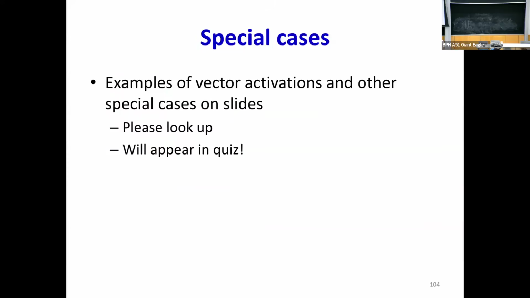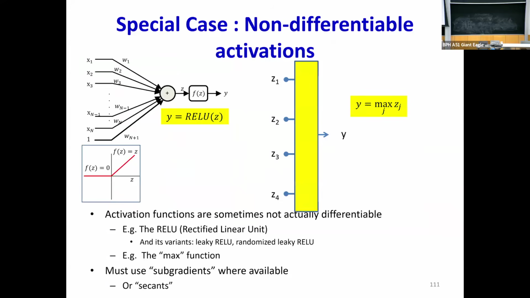So there are other kinds of special cases on the slides, but there are two special cases that I like to emphasize. One is the ReLU, right? If I look at the ReLU, eventually I have a z that goes into an activation function. And the activation function is y equals z when z is positive, y equals 0 when z is negative. So when z is positive, what is the derivative?